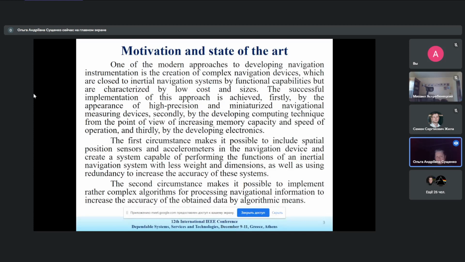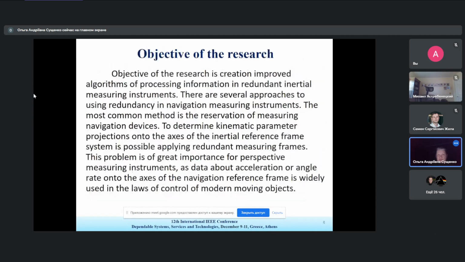The first circumstance makes it possible to include spatial position sensors and accelerometers in the navigation device and create a system capable of performing the functions of an inertial navigation system with less weight and dimensions, as well as using redundancy to increase the accuracy of these systems. The second circumstance makes it possible to implement rather complex algorithms for processing navigational information to increase the accuracy of the obtained data by algorithmic means.